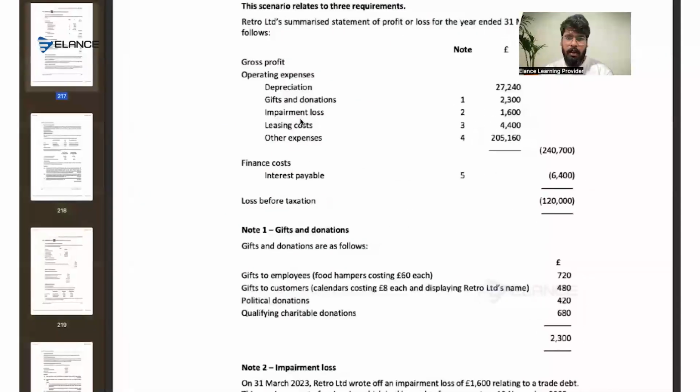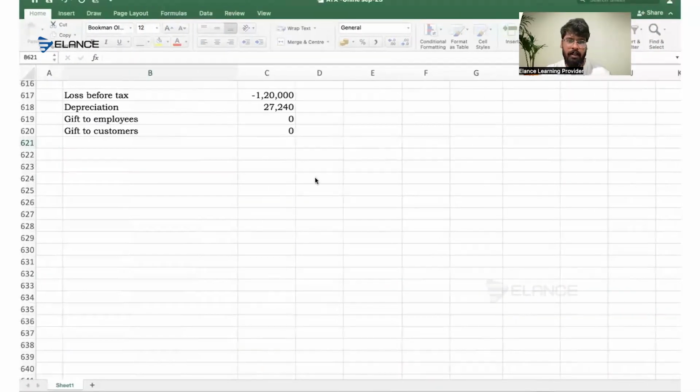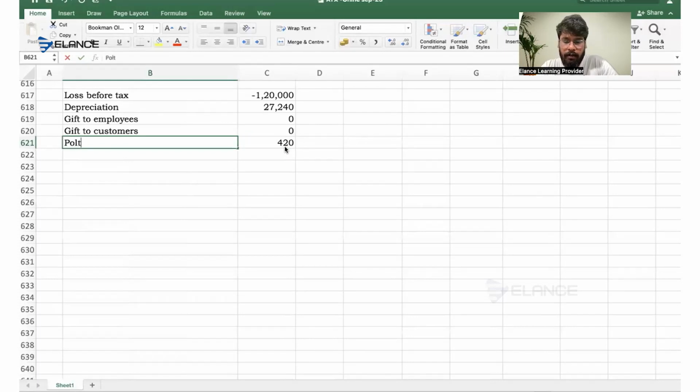Okay, good. And then political donations 420. Add back here. Yes, that's a disallowed expenditure, 420. We should add back.